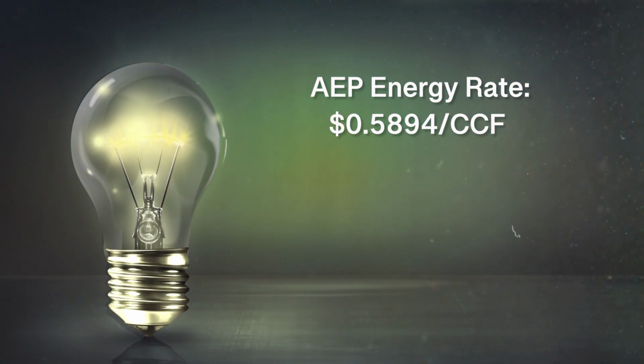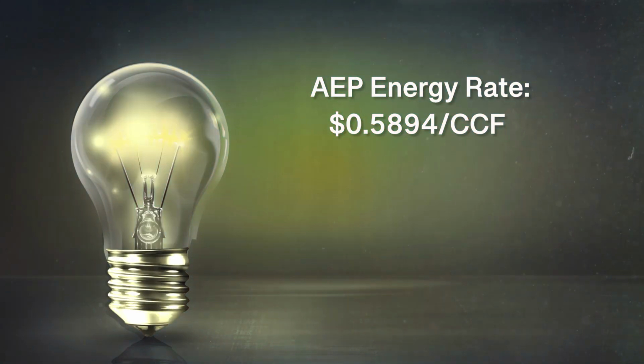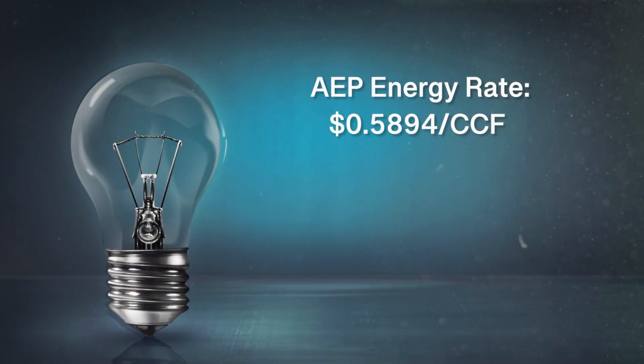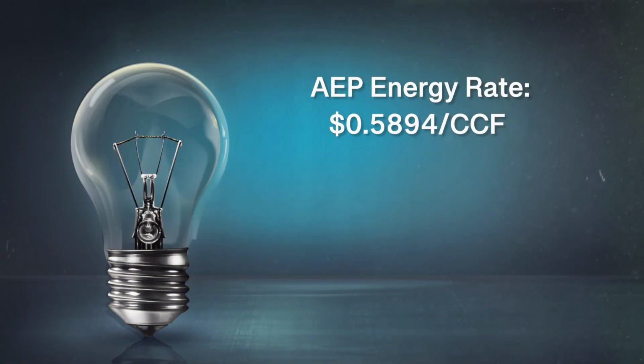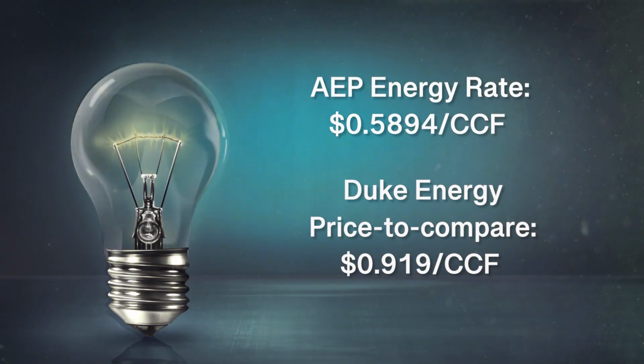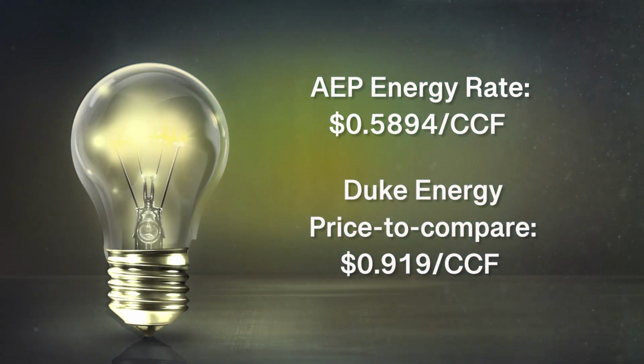So you compare the 58.9, which is AEP's cost per CCF, with the 91.9 per CCF for Duke, and then you can compare the price. That's why they say price to compare.